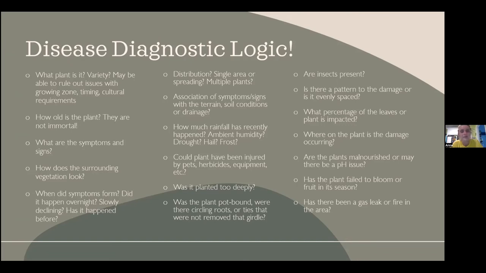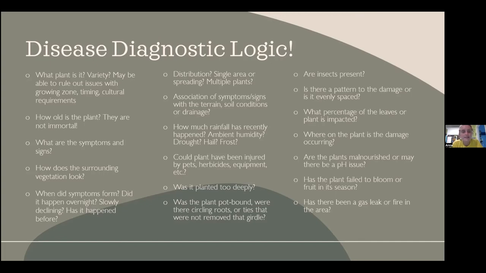When did the symptoms form? Did it happen overnight? Did it start to slowly decline? Has it happened before? Maybe you pulled out a sick or a dead plant and put a new one in the same spot. That's that element of time, very, very important. But that can also be a diagnostic tool where if you pulled out all your boxwoods because they died, you came back in and you planted new boxwoods and oh no, they're dying now too. That's usually a pretty good indication there's a disease present.